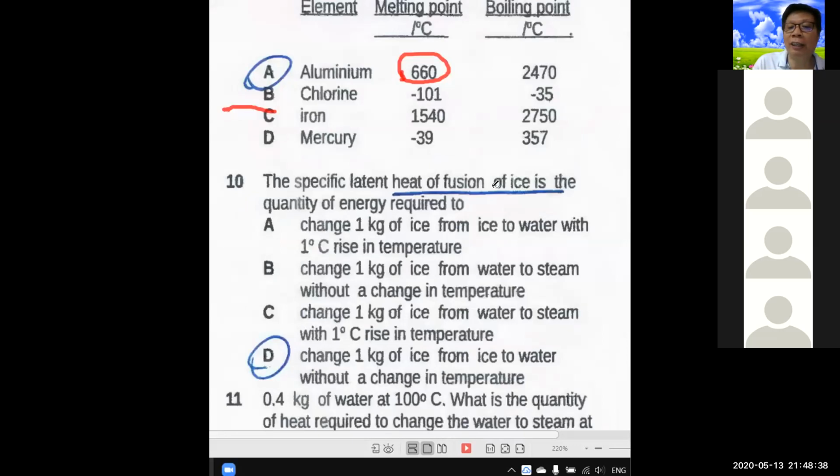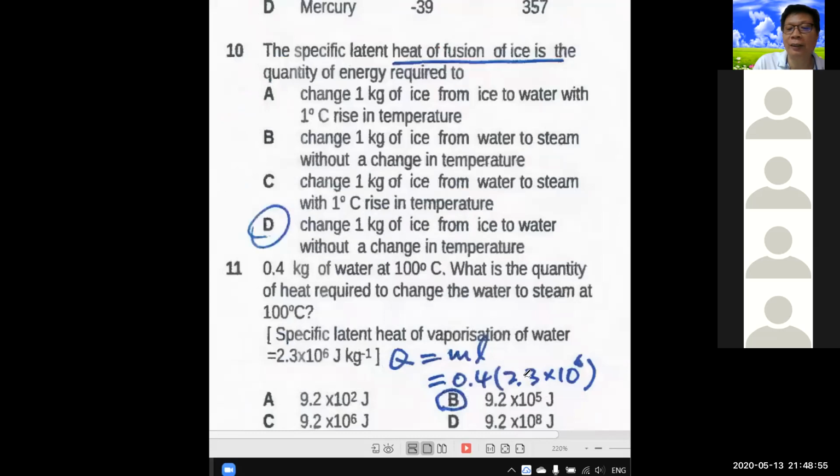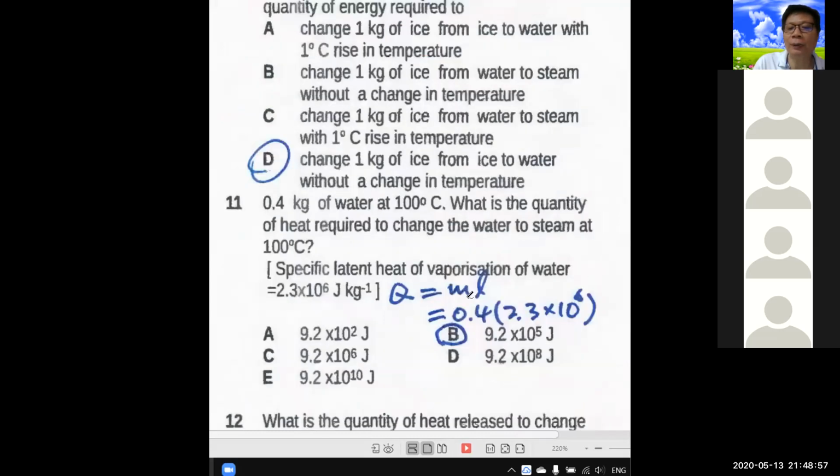So, latent heat of fusion is the energy to change 1 kilogram of ice, solid, to liquid water without change in temperature. Okay, the answer donkey, correct. Okay, question 11, calculation. You see yourself, you go to ML, calculate, you can answer B. I give you 30 seconds to understand and copy. You go to ML, just substitute and then copy.